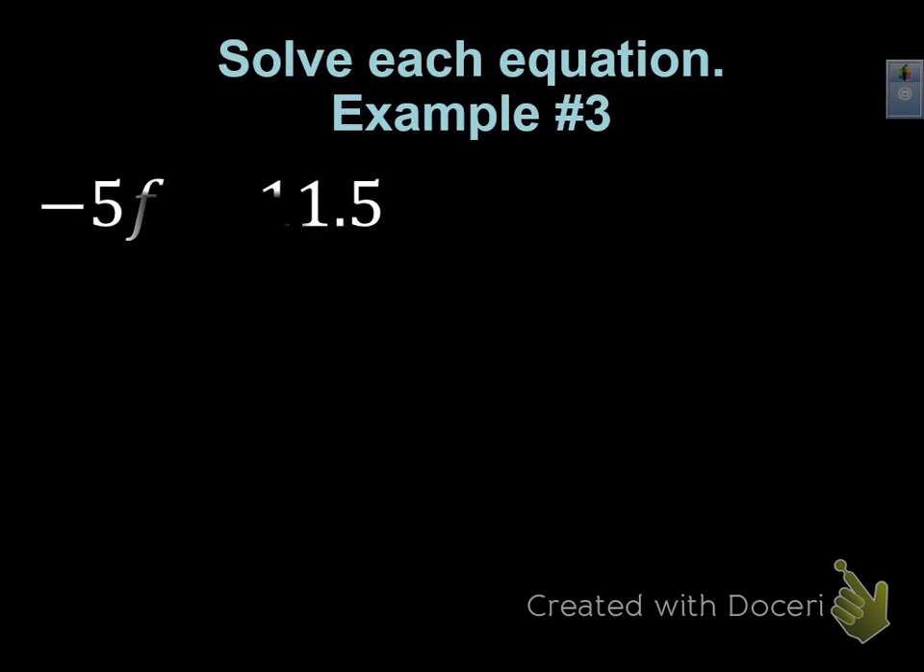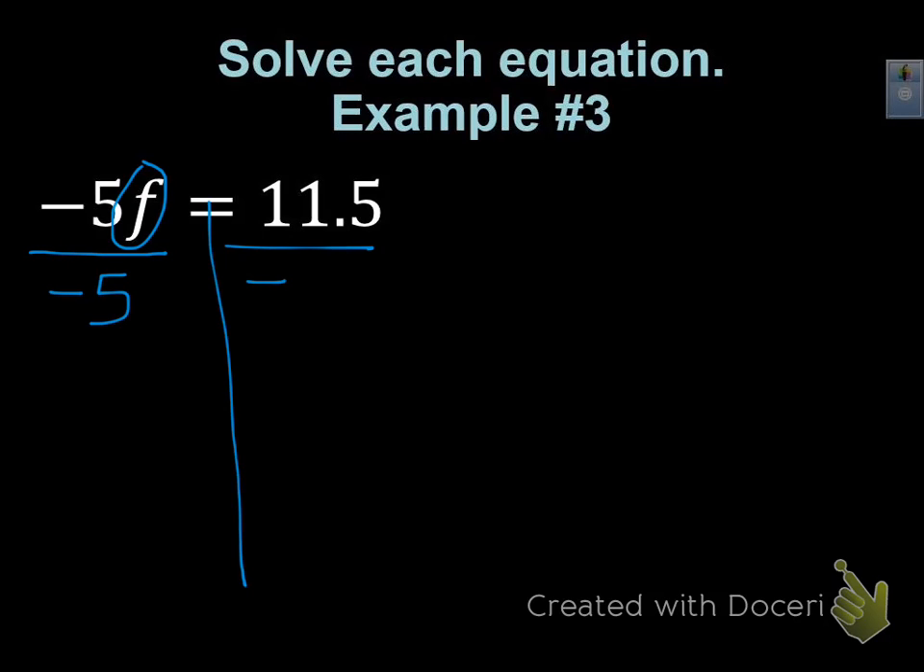In example number 3, instead of fractions, we see decimals, which are also rational numbers. Again, I'm going to first circle my variable and separate the two sides of my equation. I see negative 5 times f. The opposite or the inverse of times is divide, so I am going to divide by negative 5 on both sides of my equation. Negative 5 divided by negative 5 is 1, so I have just the variable f left over on the left-hand side.